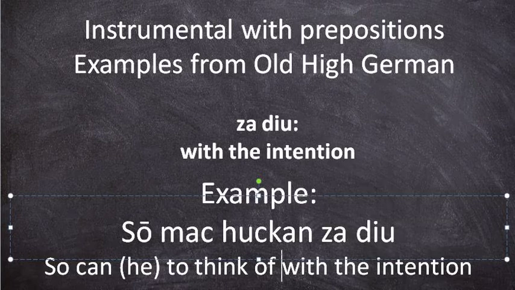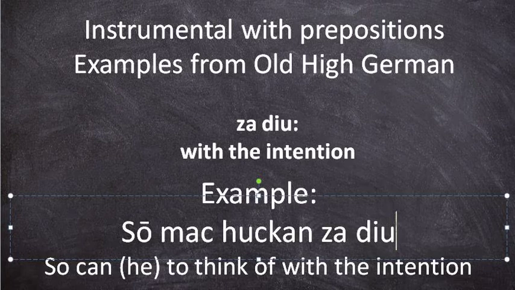Another way to translate this a little more efficiently would be: he can think of with the intention. That's another way of translating. But again, a literal translation of "tsa diu" would be like saying to that, but with the meaning of with the intention.